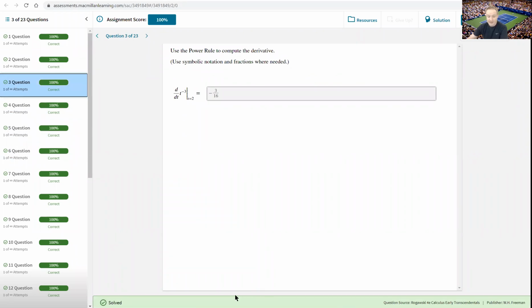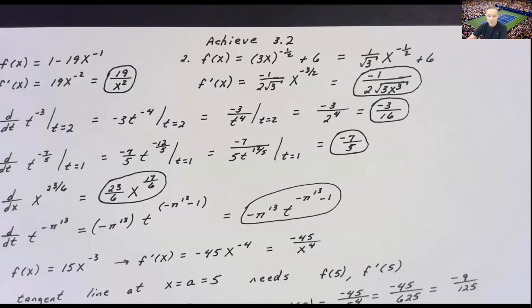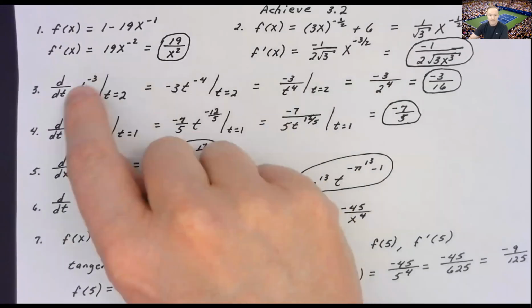For the next one here, this one gets shorter. It's just asking us to take the derivative. Now, I need you to understand this notation. This notation simply means take the derivative with respect to t of t to the negative 3rd, and then this is an evaluation bar. Often it's read as "such that." So it's take the derivative with respect to t of t to the negative 3rd, evaluate it such that t is equal to 2. So it just means take the derivative, evaluate it at 2. So that's precisely what I did.